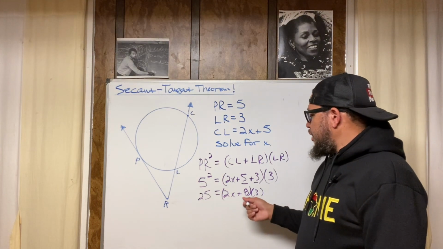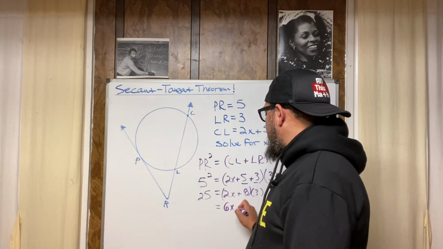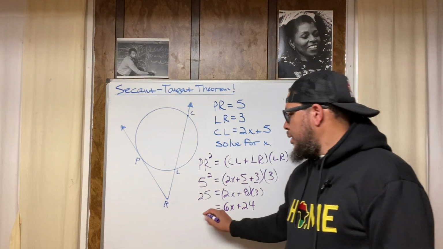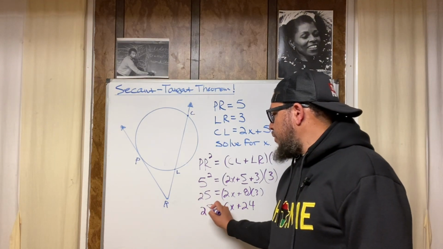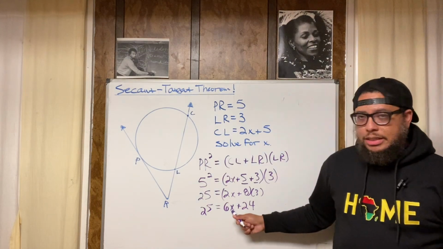All right. 3 times 8, 3 times 2x. So that's going to be 6x plus 24 on the right-hand side. 6x plus 24. Then you got 25 on the left. We solving for x. We're trying to isolate x by itself.